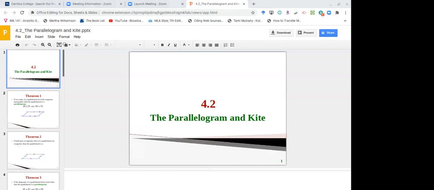One of the things that you're going to be doing this week is continuing your study of parallelograms. So let me share my screen at this time and show you a little bit of what you're going to be seeing here.